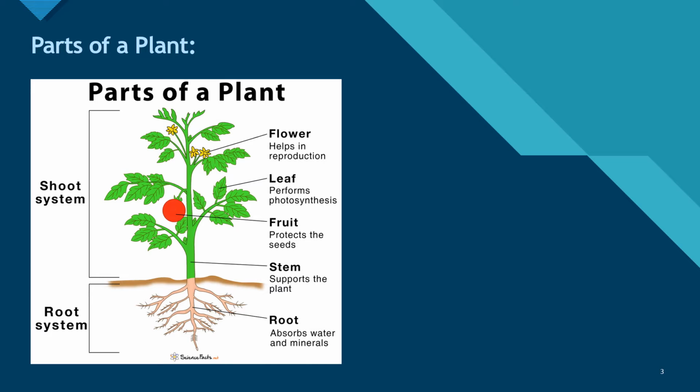The shoot system is sort of that green part up there, and the root system is the brown part. In the shoot system, we have the leaf, which is the main location of photosynthesis, and then the stem, which supports those leaves. It transports water, minerals, and sugar to and from the leaves, and some stems store food. It just depends on the plant. And then, of course, some plants have the flower or the fruit. The flower is for reproduction, which we will talk about in another lesson, and the fruit protects the seed.